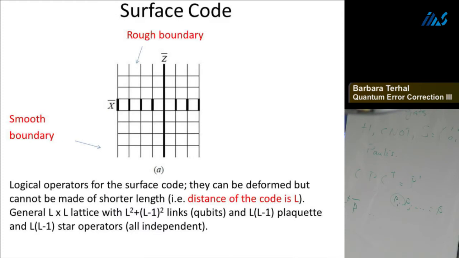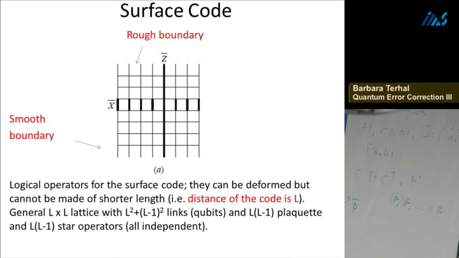Okay, so I mentioned this rough boundary and the smooth boundary. And you can also quite easily understand that the distance of such a code is L, because the logical operator has to go from one boundary to the other, and it cannot terminate in the middle, otherwise it doesn't commute.